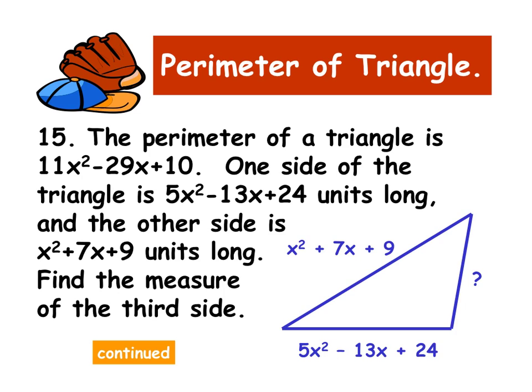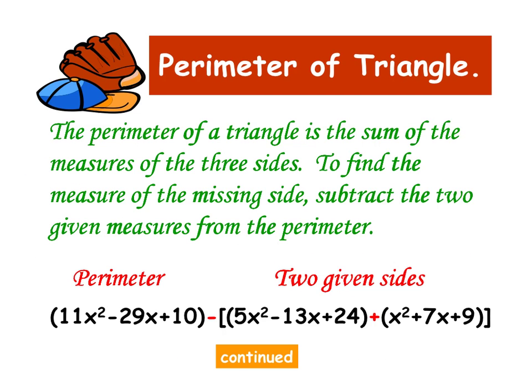Alright, one last problem. So we have the perimeter of a triangle is this expression right here, 11x squared minus 9x plus 10. One side of the triangle is 5x squared minus 13x plus 24, and the other side is x squared plus 7x plus 9. And you need to find the measure of the third side. So perimeter of a triangle is the sum of the measures of the three sides. So to find the measure of the missing side, we just need to subtract the two given measures from the perimeter.